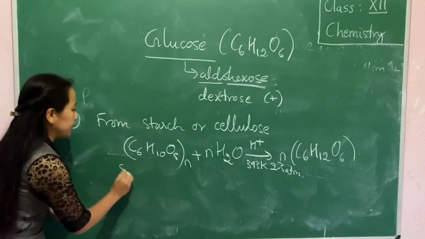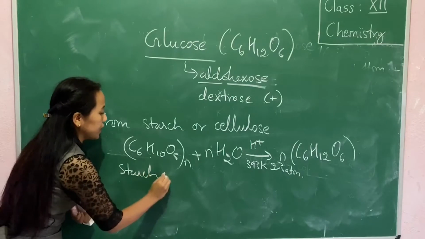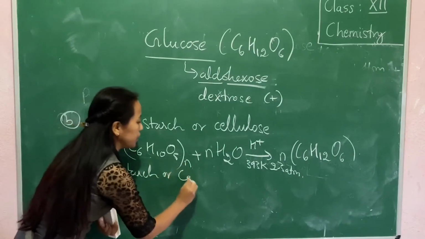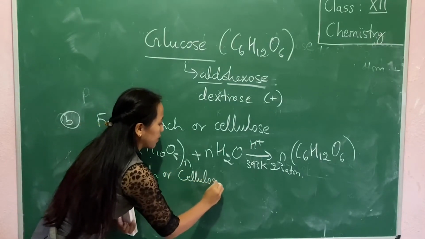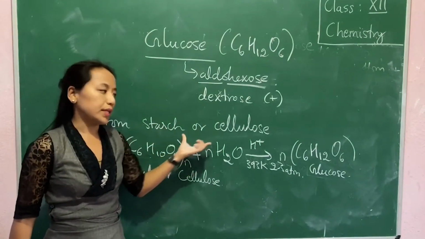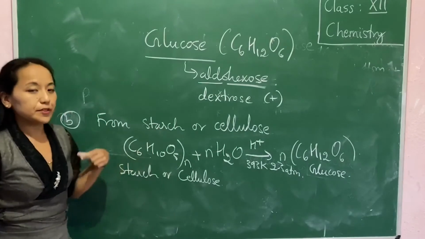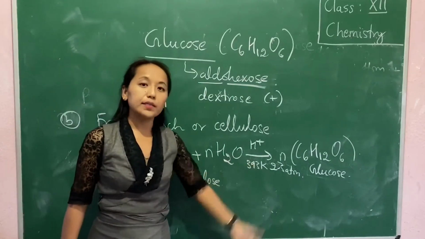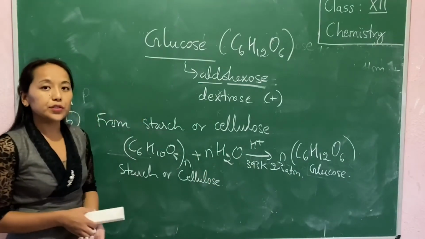Now this is called starch or cellulose. Both are made up of glucose. So from starch or cellulose, both are made up of glucose, that's why on hydrolysis it gives back the monosaccharide glucose. So that's about the preparation of glucose.